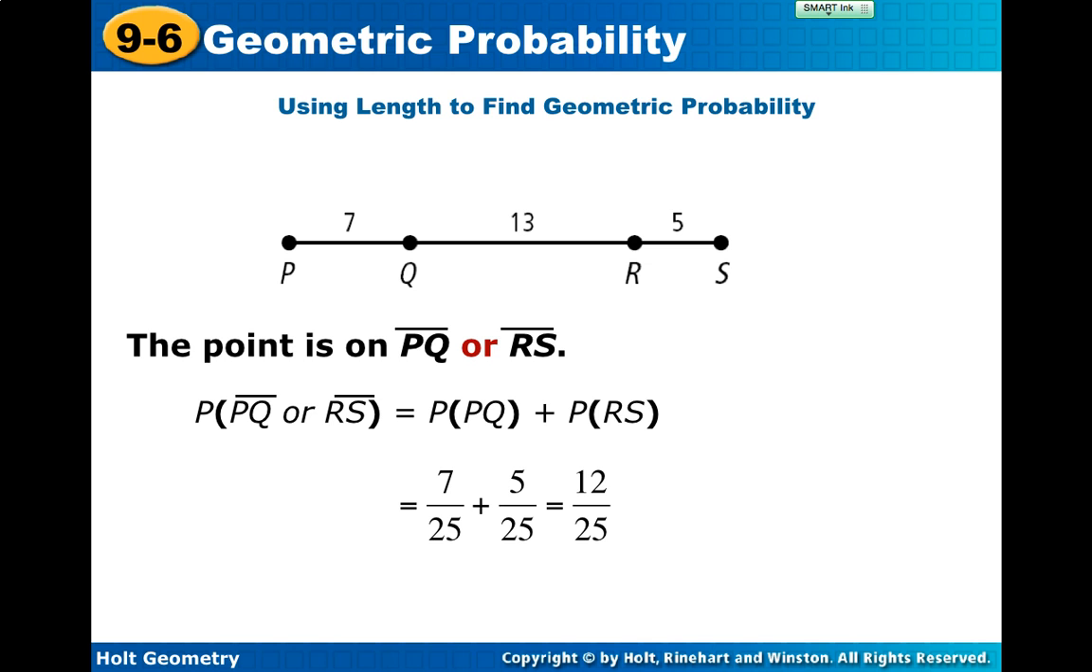What's the probability of the point being on QR or RS? QR or RS. That would be just adding 13 and 5, so your numerator would be 18 out of 25. So with an OR, you've got sections or parts to put together.